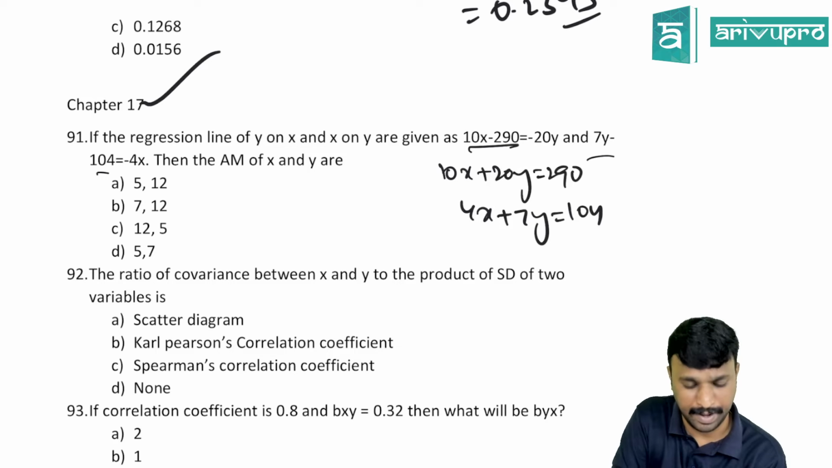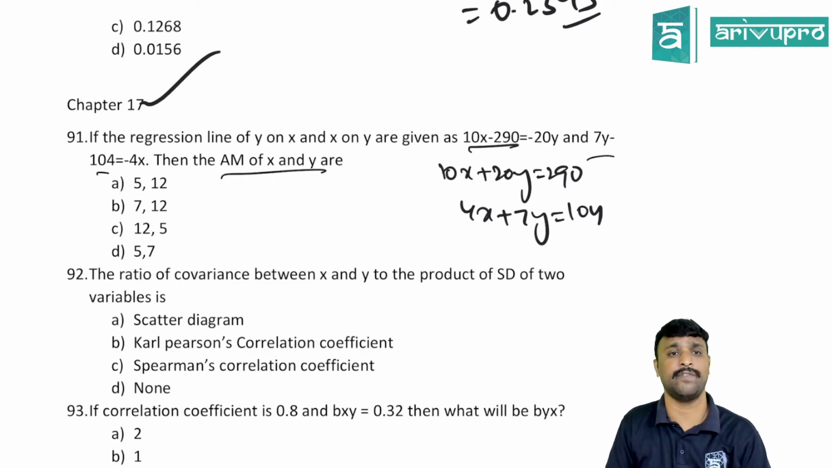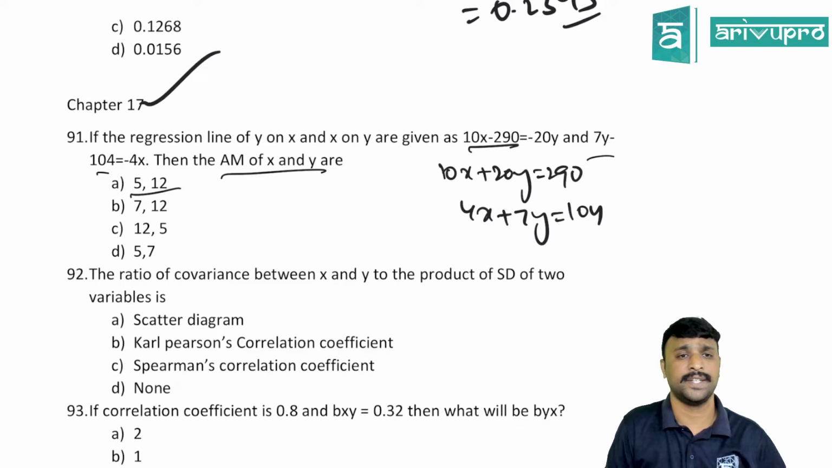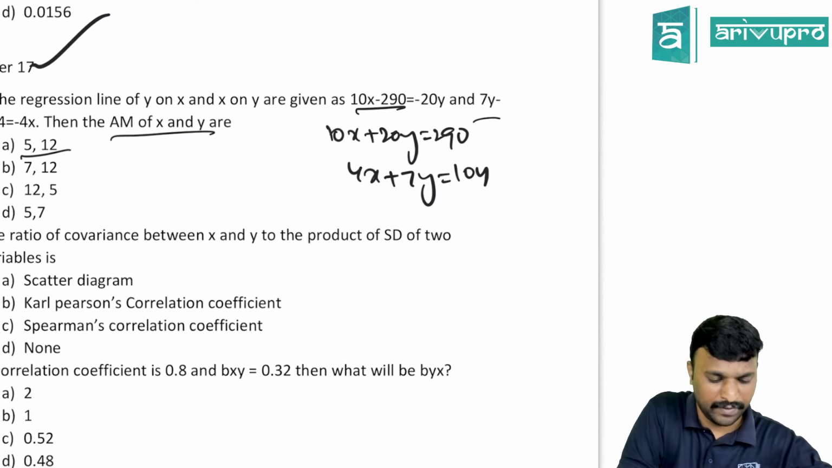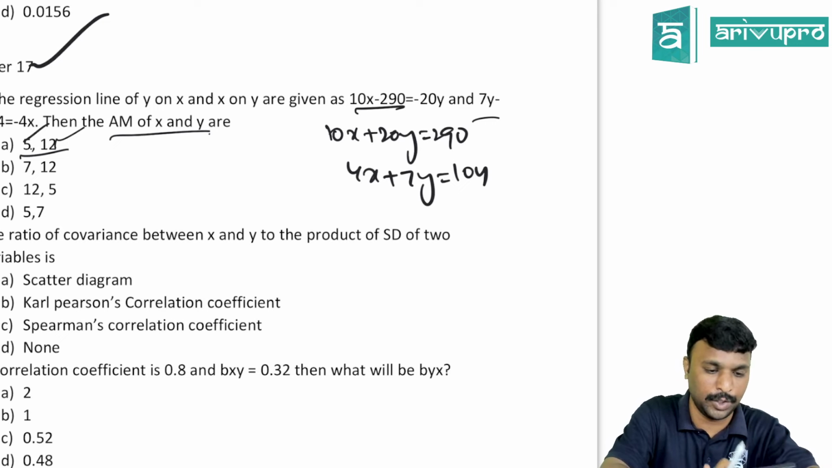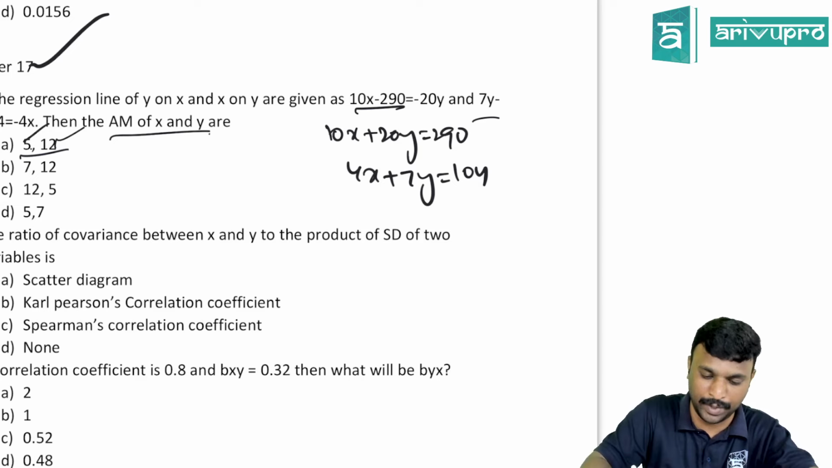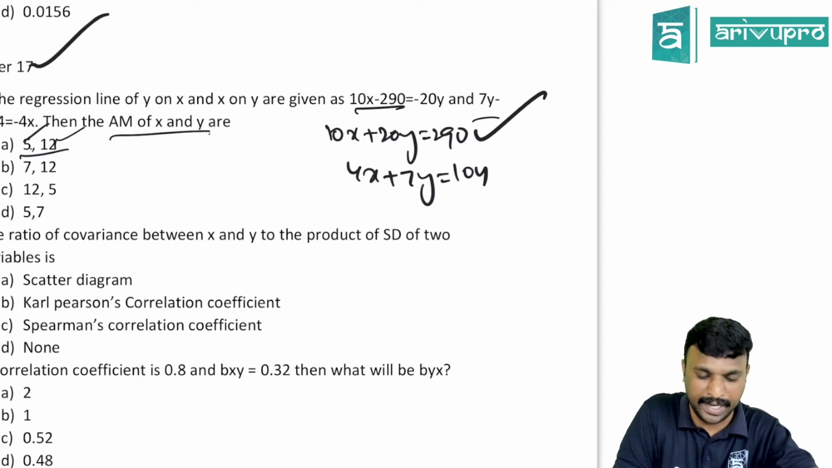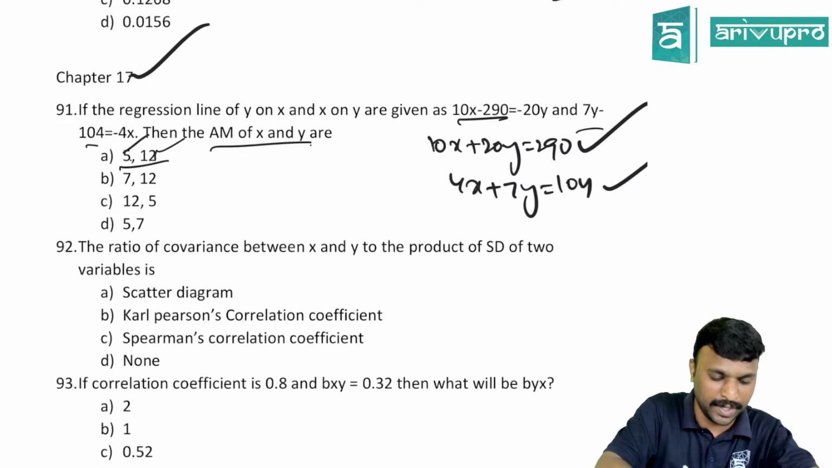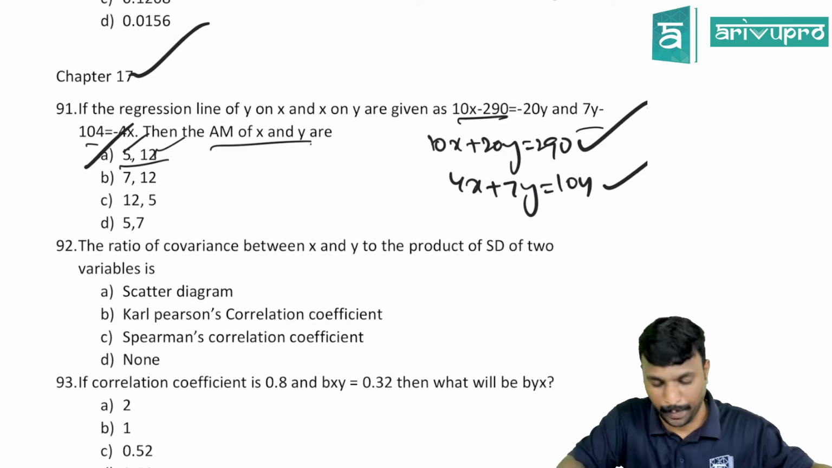Guys, we need to find the values of x bar and y bar. Mean of x and y means x bar and y bar. Where are they? In the options. Just try to hit the options. Guys, if I plug in x is equal to 5 and y is equal to 12, 10 into 5 plus 20 into 12, which is 290, satisfying. Now second equation, 4 into 5 plus 7 into 12, which is 104. So option A itself satisfies both the equations.